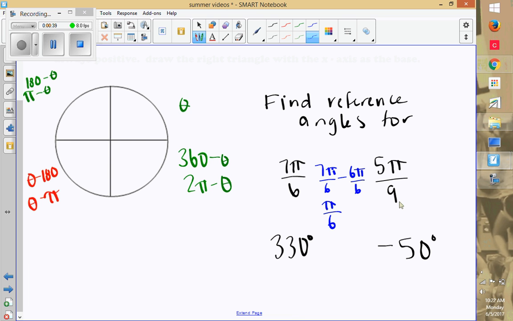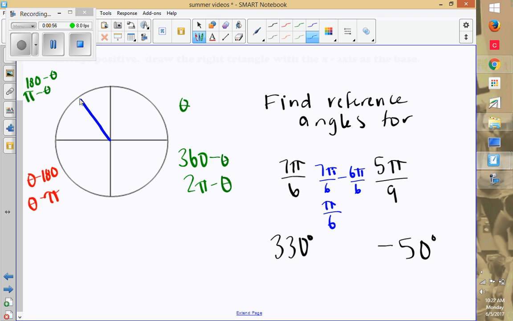5 pi over 9 is not quite, so you have to think of it in terms of, is it close to 1? Is it close to 2 wholes? 5 pi over 9 isn't quite a whole. 9 over 9 would be a whole. So 5 pi over 9 is going to take us into the second quadrant.